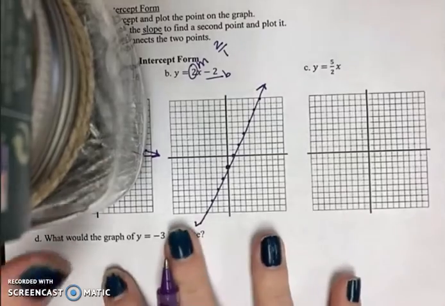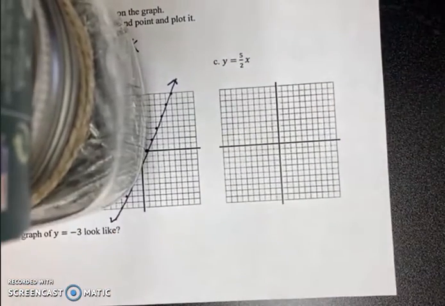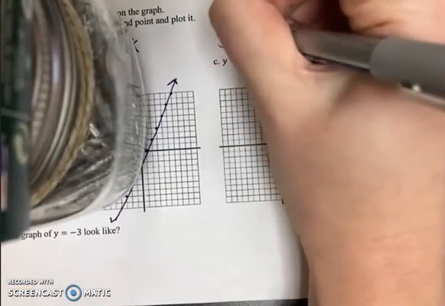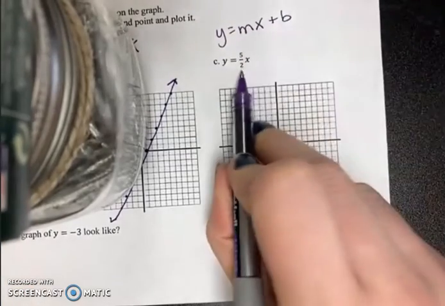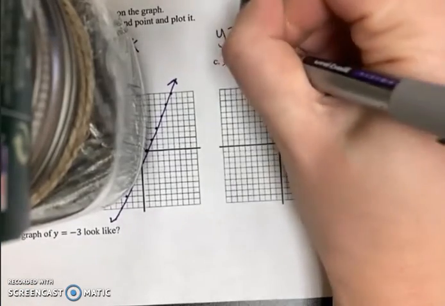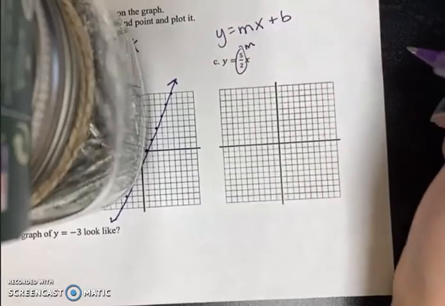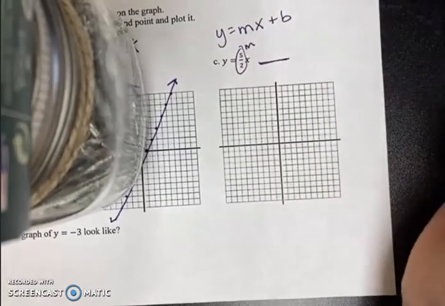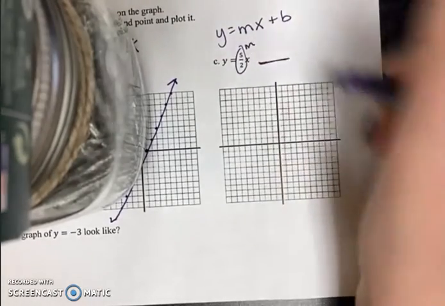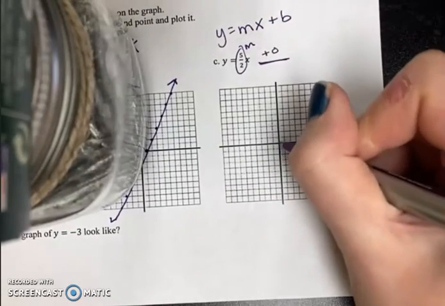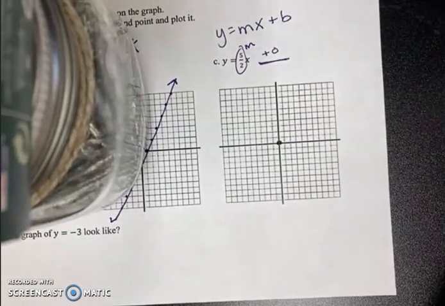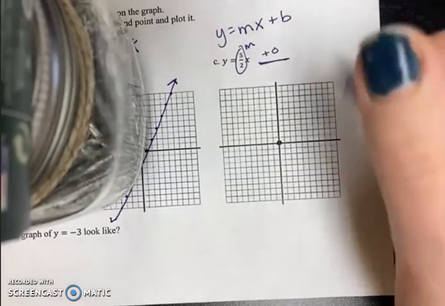Okay, part C. Again, it's y equals mx plus b. So the 5/2 belongs with the x, meaning that this is my slope. And there's nothing here. So whenever there's nothing written for the y-intercept, it's assumed to be 0. So the y-intercept will be here at the origin, at 0, 0. And then I'm going to use the slope to get another point.